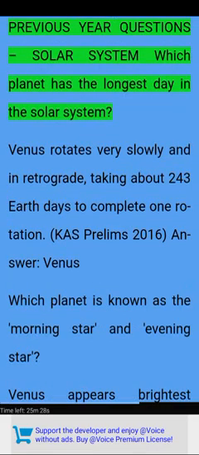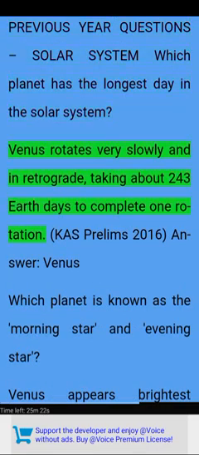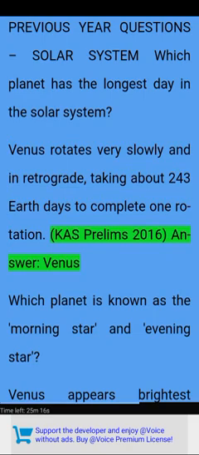Previous year questions. Solar system. Which planet has the longest day in the solar system? Venus rotates very slowly and in retrograde, taking about 243 Earth days to complete one rotation. CAS Prelims 2016. Answer: Venus.